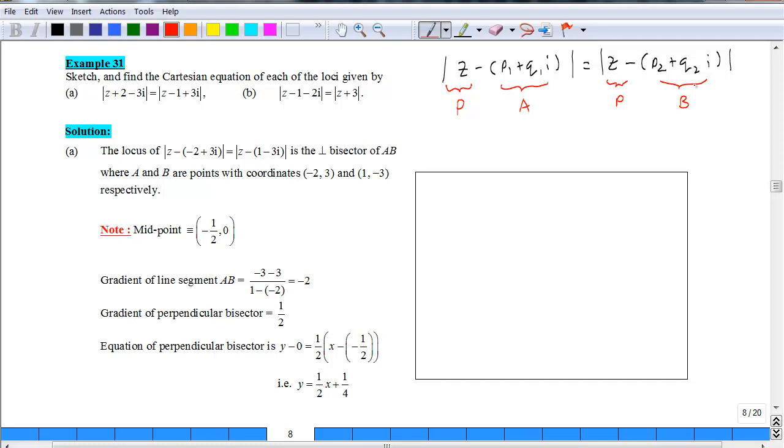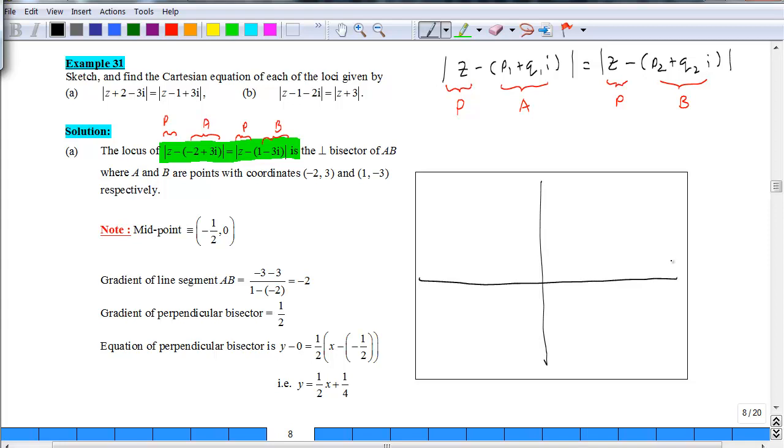Okay, so the first step that we need to do is to write the equation in the standard form like so. This z represents the point P, this one, negative 2 plus 3i, represents the point, let's say we call it A, and this one is the point B. So what you need to do in the first place is to mark these 2 points first. So you draw your imaginary axis and the real axis.